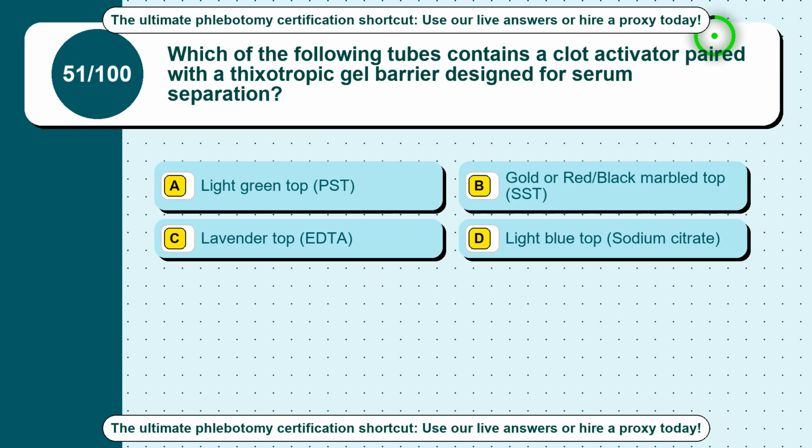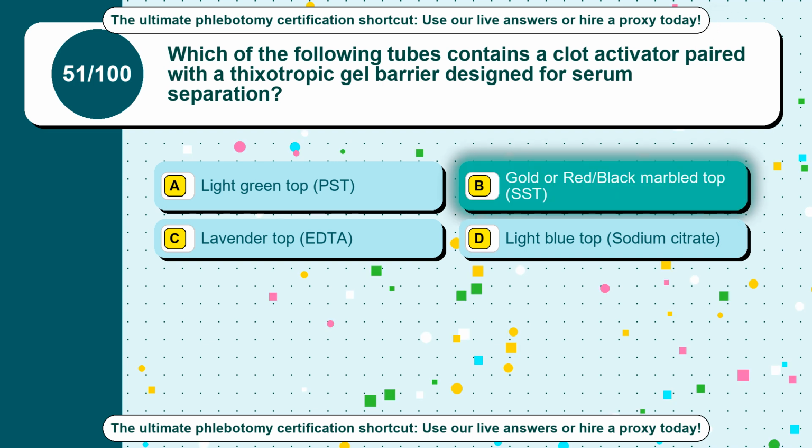Question 51. Which of the following tubes contains a clot activator paired with a thixotropic gel barrier designed for serum separation? Option A, light green top, PSD. Option B, gold or red/black marbled top, SST. Option C, lavender top, EDTA. Option D, light blue top, sodium citrate.